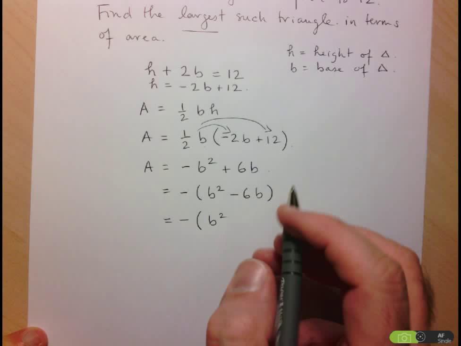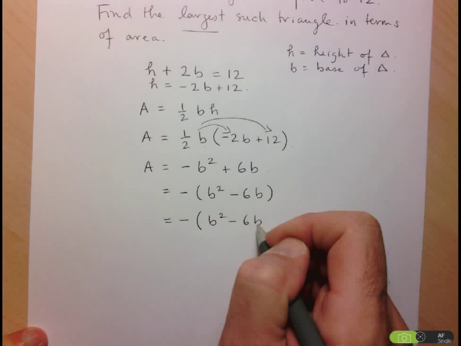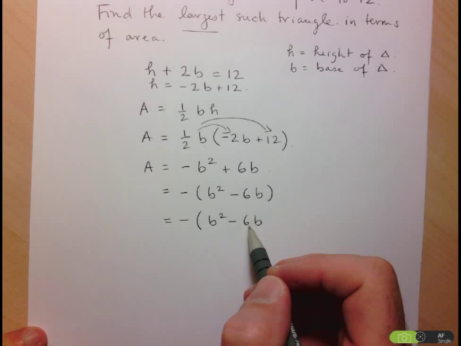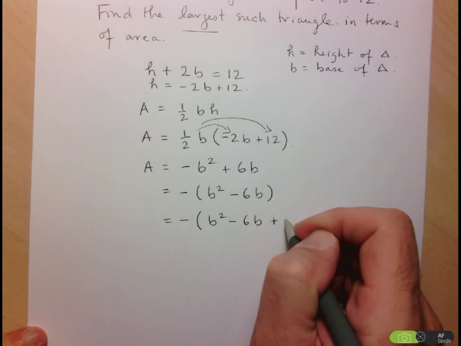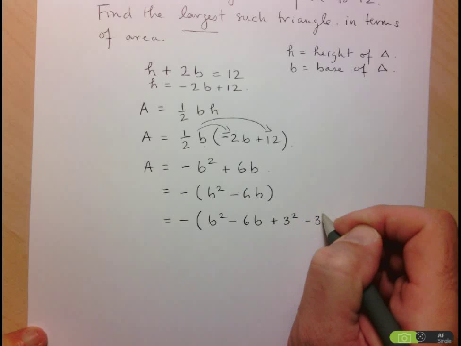So this we've done many times before. Minus 6b, I have to add and subtract half of this number squared. So 6 divided by 2 is 3. So I add 3 squared, subtract 3 squared.